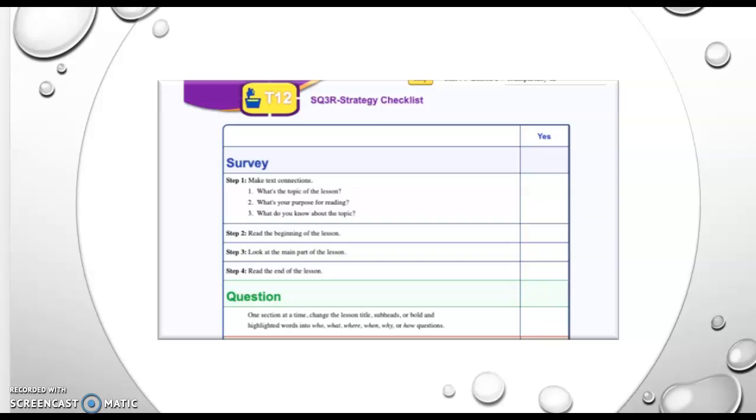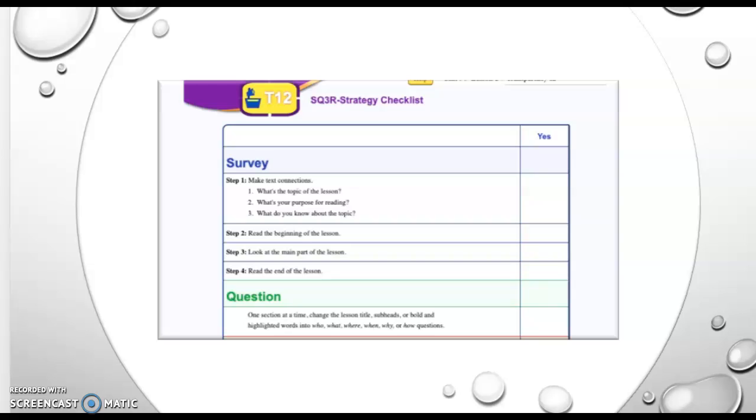Step 2, read the beginning of the lesson. Step 3, look at the main part of the lesson. And step 4, read the end of the lesson. Guys, these things are very important to do to help you become better readers.